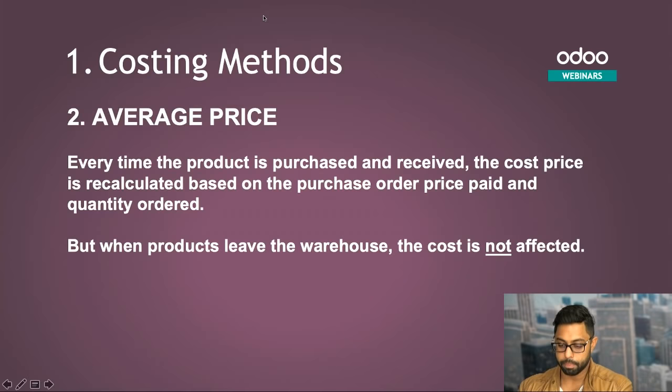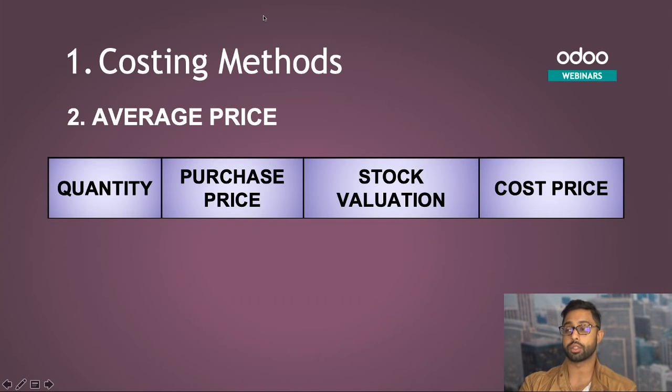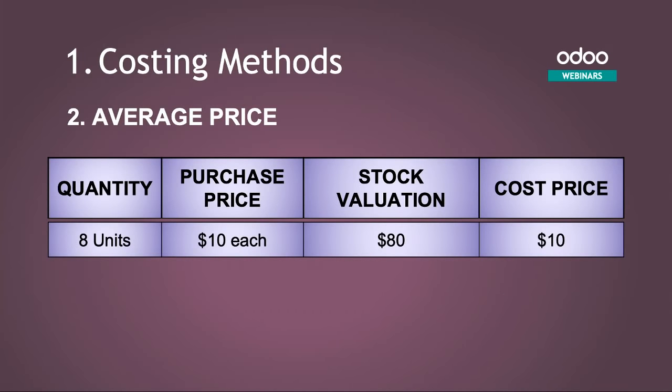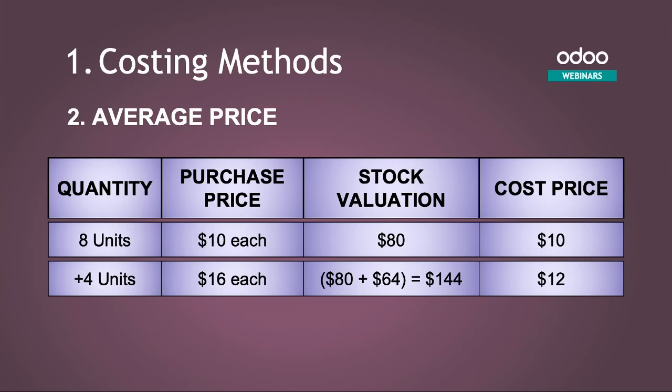Now, just to show you how this works. Say we buy 8 guitars at $10 each, and that would be a stock valuation at a cost price of 10. That's our normal standard pricing. Now say we buy an extra 4 units at $16 each. What happens is, it takes that first valuation of the $80, then it takes the 16 times 4, adds it together, and then divides it by the quantity on hand. So it's going to equal a cost price of $12.